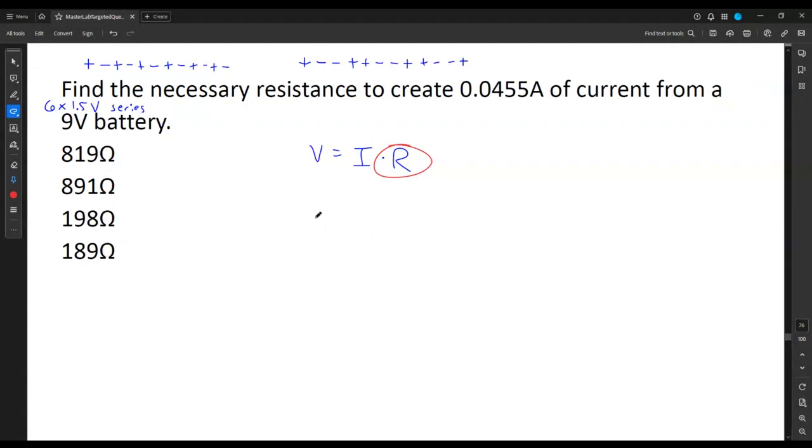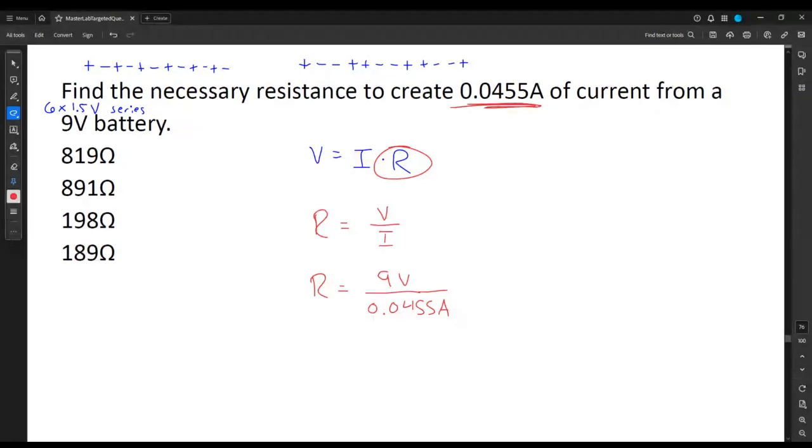Then a little bit of algebra would move the current out of the way, and our resistance is going to come from the potential divided by the current. Okay, well, we have those pieces of information. Somehow or another, we've made 9 volts. Our current here is 0.0455 amps. So a lot of times we see milliamps instead, just because currents can be very, very small. This would be 45.5 milliamps, but this was converted to be convenient here for solving.